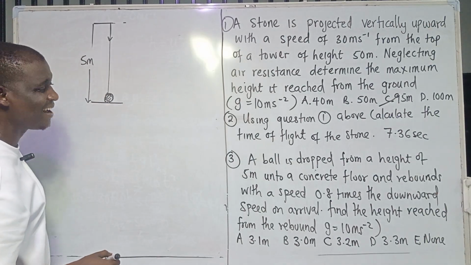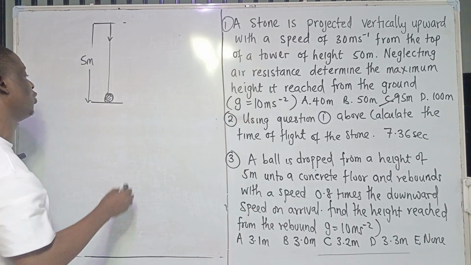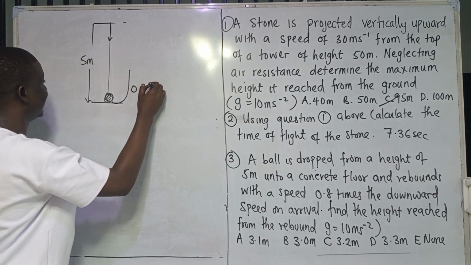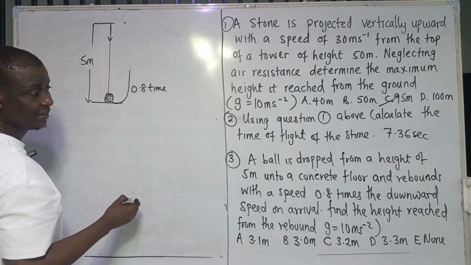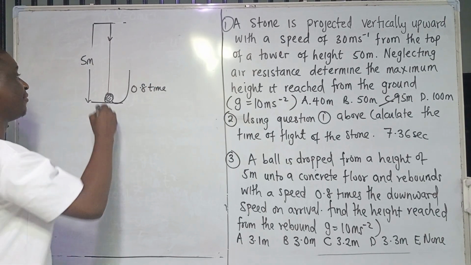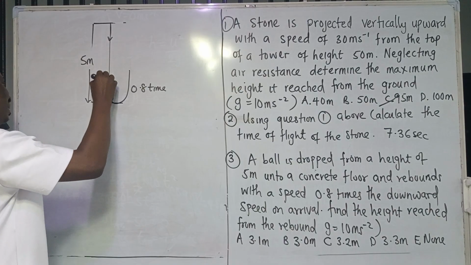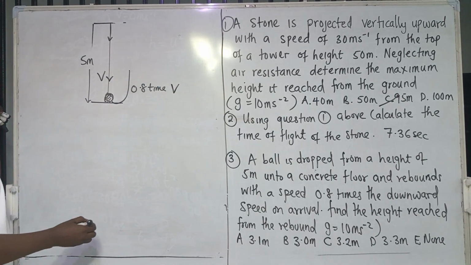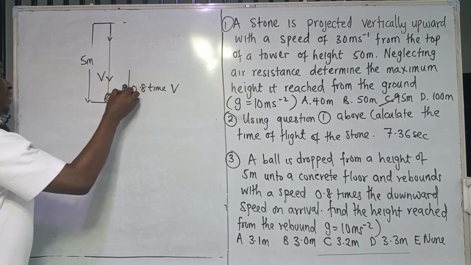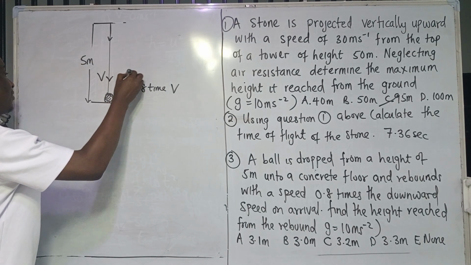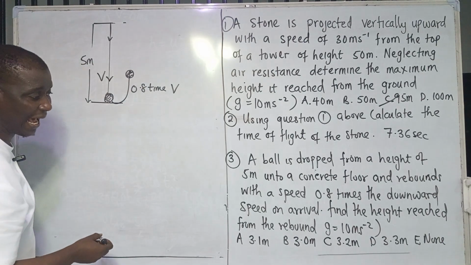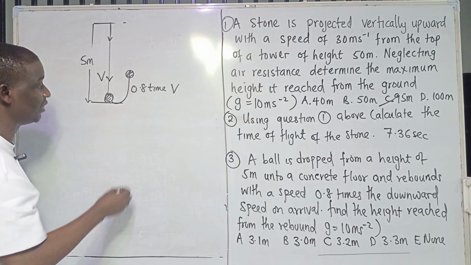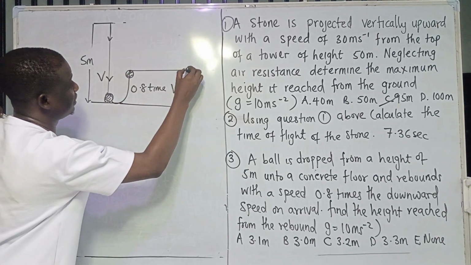It rebounds with a speed of 0.8 times the downward speed on arrival. So what is the downward speed on arrival? The final velocity. So 0.8 times that velocity is what you use to rebound. After it rebounds, they say find the height reached from the rebound. So we are looking for this height.